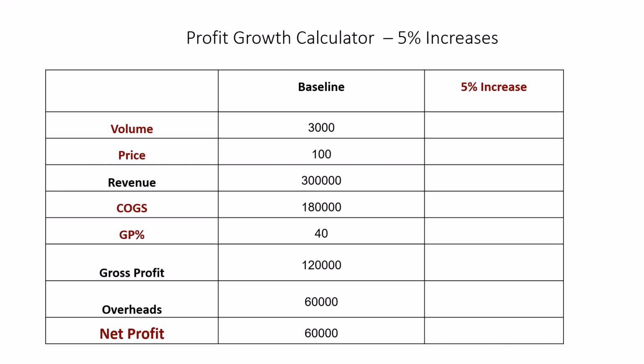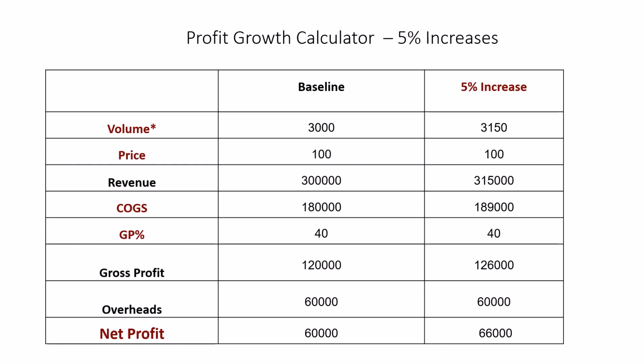Now, what I want to look at is the effect of making some 5% improvements in some of these numbers. So start by saying we could increase our volume by 5%. So basically, we're going to sell 5% more things or services. Our price doesn't change. Our revenue now goes up from 300,000 to 315,000 because our volume's 3150. Our cost of goods sold will also go up because we're selling more things, so that goes up by 5% to 189,000. Our gross margin doesn't change because we're not altering our price or our direct cost.